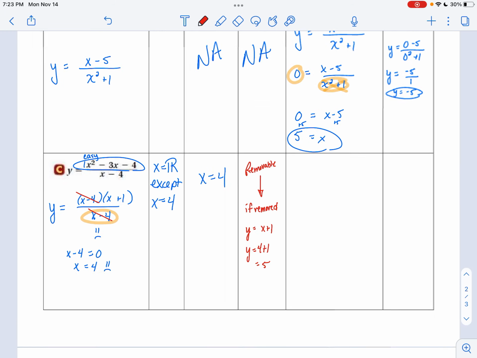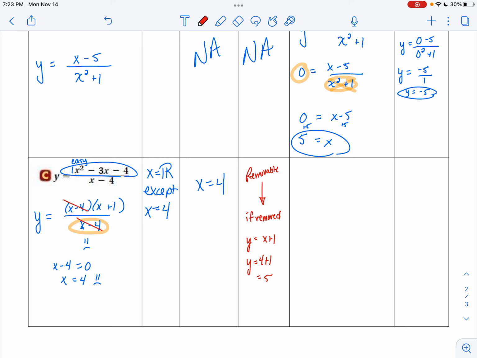Yes. Okay. Now, the next thing we have to do is find our intercepts. This intercept here was our x-intercept, right?